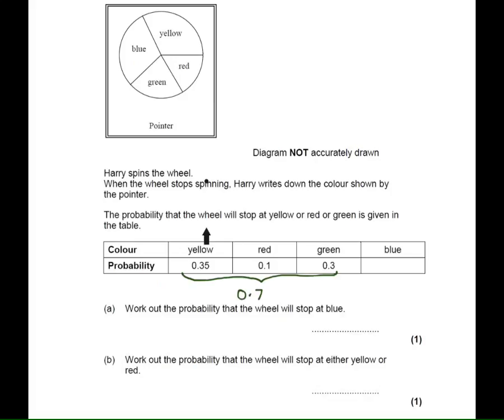Okay, let's move on. A simple spinner with a probability table. If we add up the probabilities we've got so far, they add up to 0.75, leaving the remaining probability for the blue section as a quarter or 0.25. You didn't need to write it as a fraction or a decimal or a percentage. A decimal is fine. Work out the probability that the wheel will stop at either yellow or red. So we just add the probabilities for yellow and red, giving you 0.35 plus 0.1, which is 0.45.